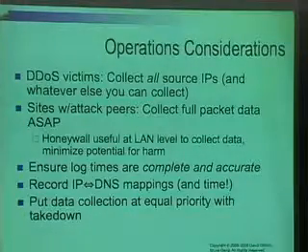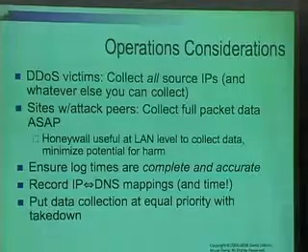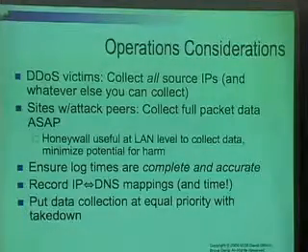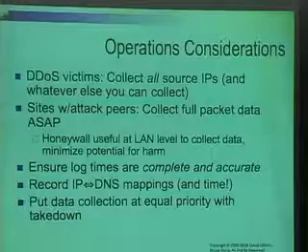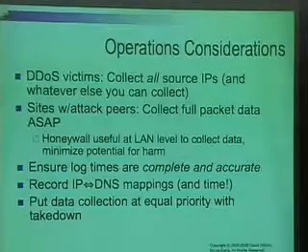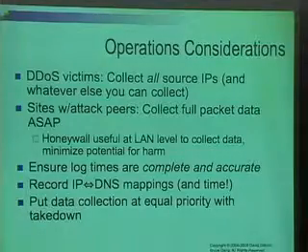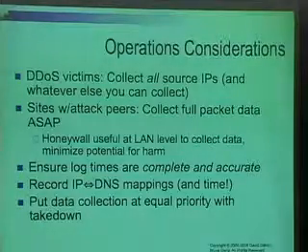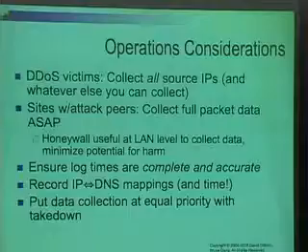Because of things like fast flux DNS, where you've got DNS records that point to other records and those have short times to live, and so the mappings change continuously, record the DNS mapping to the IP address at the time that you look at it to make sure that you've got that information as well. And then, I've already said this effectively, put the data collection at the same priority as taking these things down.